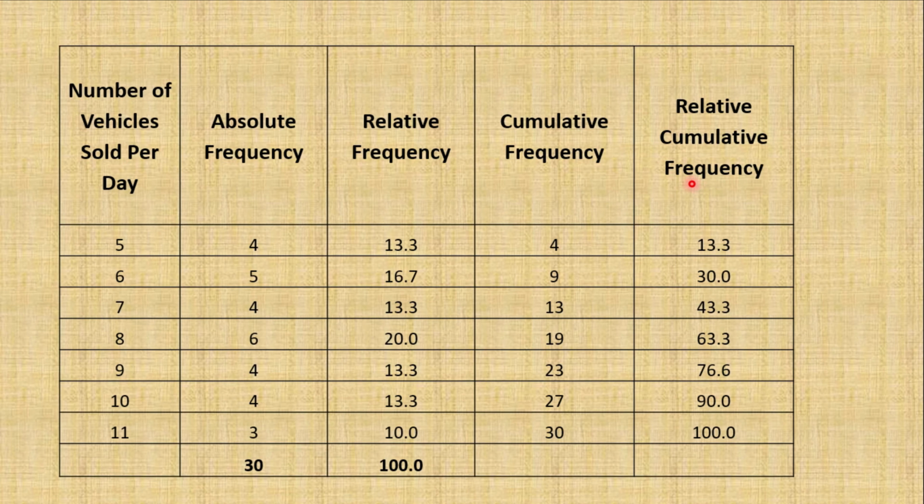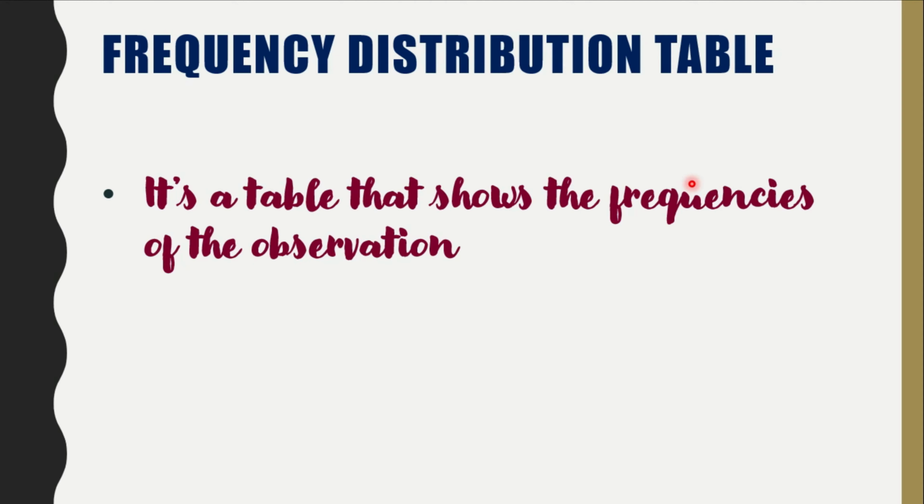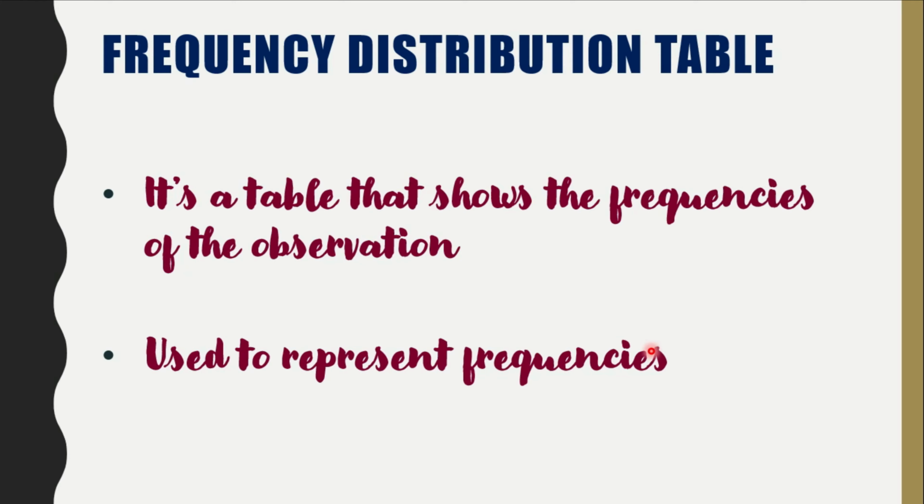Initially, what is a frequency distribution table? It is a table that shows the frequency of the observations. That's it. It is used to represent the frequency. Frequency means how many times or how often a variable or observation occurred in a data set. It's as good as that. So let's have a look at the other frequencies in the frequency distribution table.